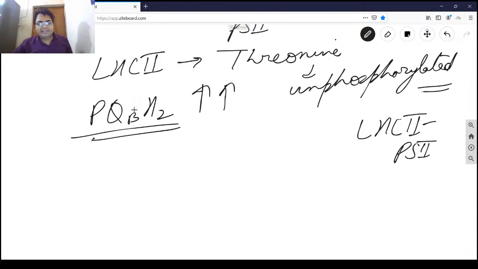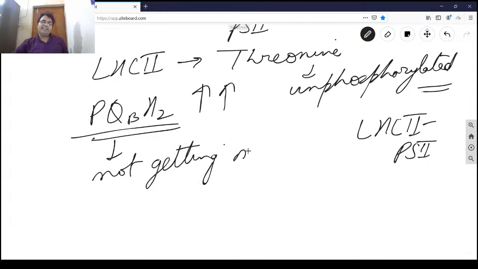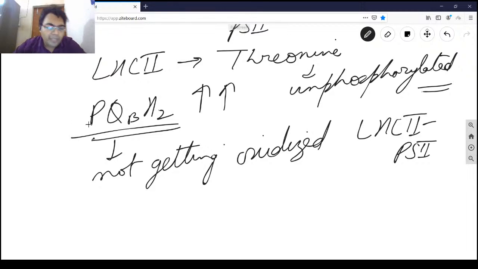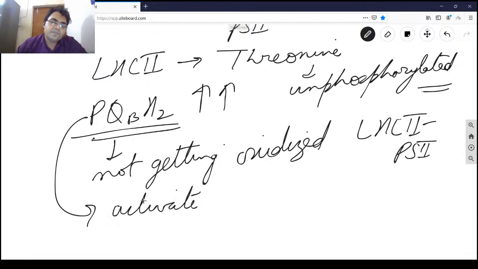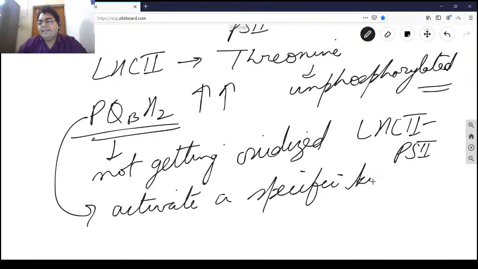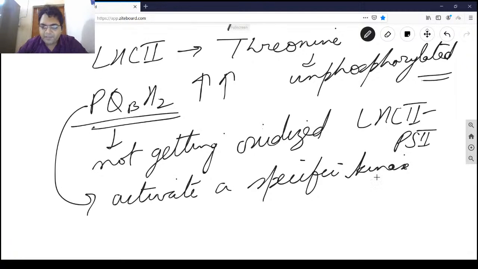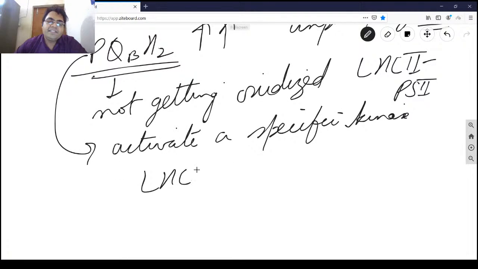So what is the result? This PQH2 is getting accumulated and not getting oxidized at the rate it is being produced. So what will it do now? That PQH2 will activate a specific enzyme, a specific kinase, which will phosphorylate the LHC2 at its critical threonine residue.